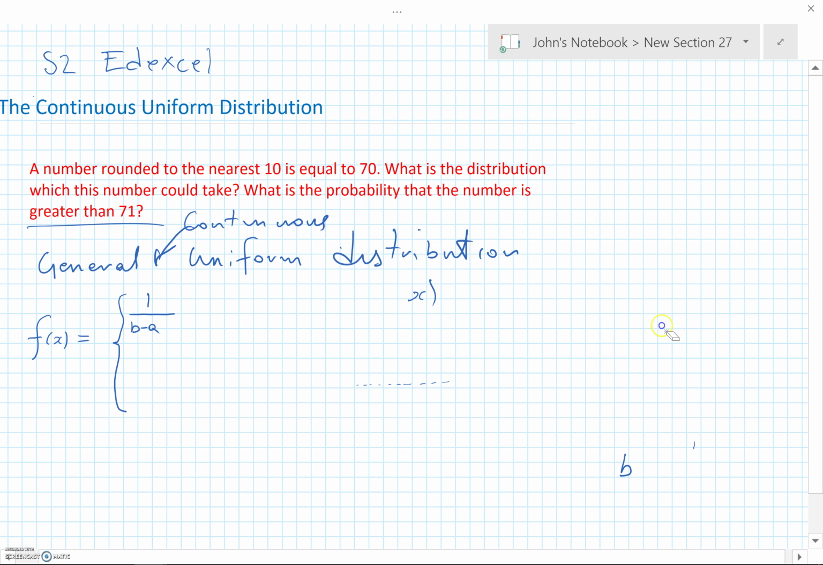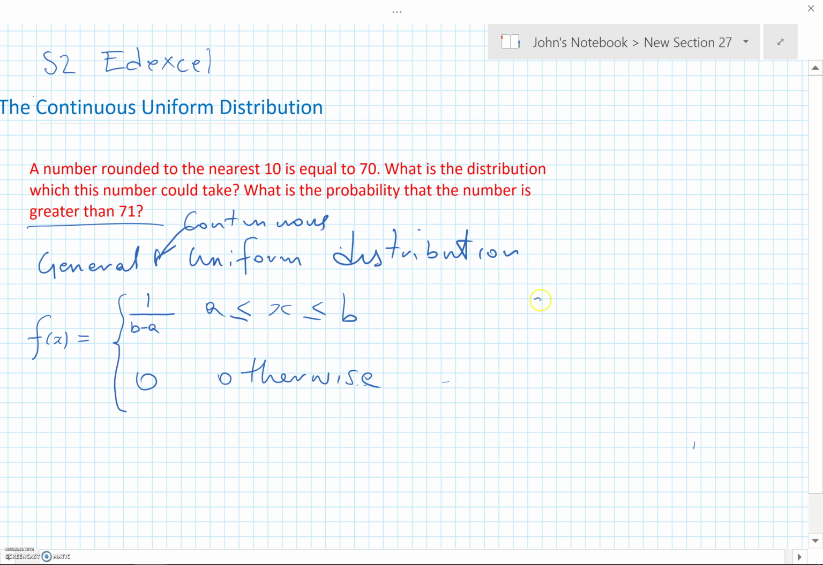For x being greater than or equal to a and less than or equal to b. Again, I'm really not concerned about the strictness or non-strictness of those inequalities, and 0 otherwise. Okay, so that's our continuous uniform distribution, the f(x) for it, the PDF.